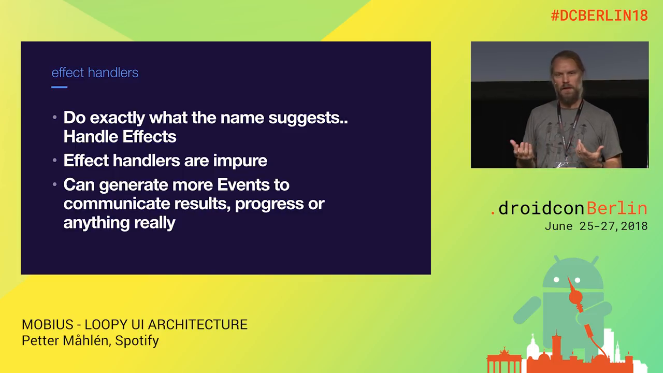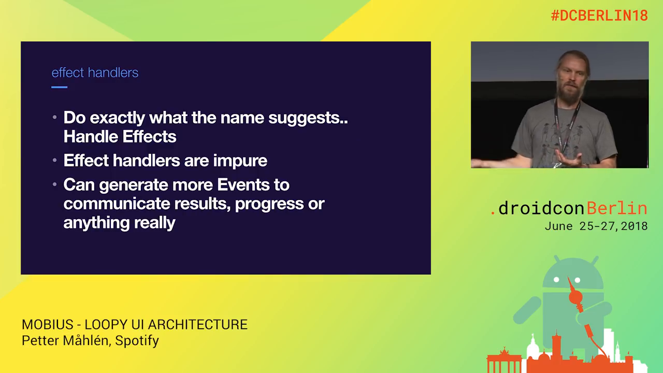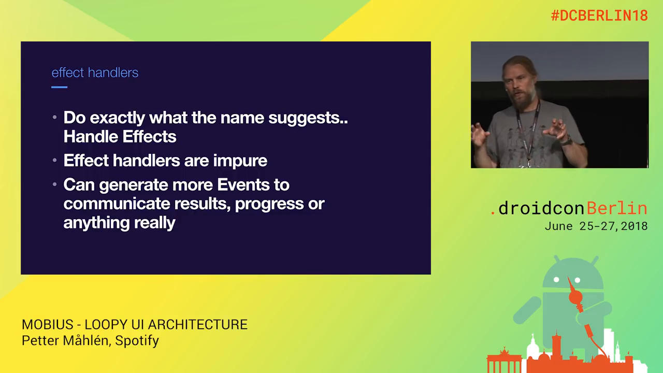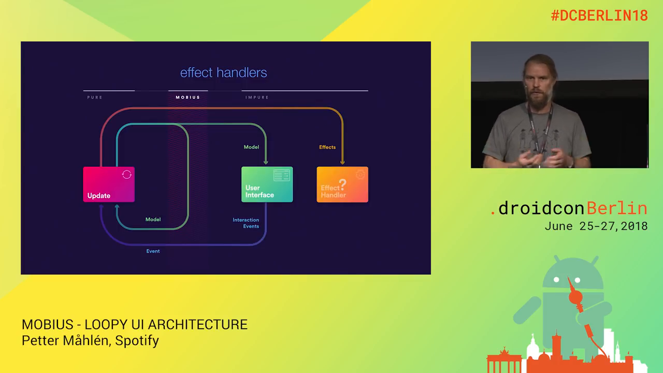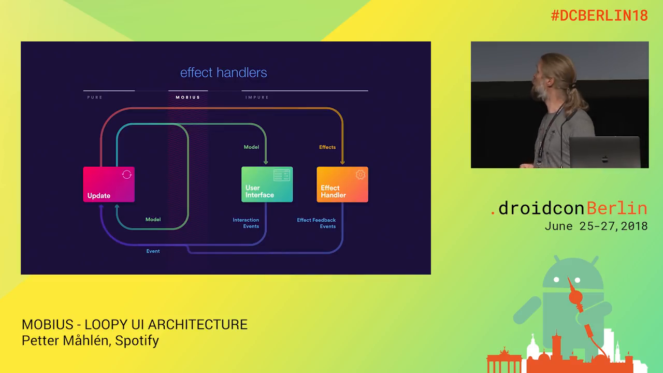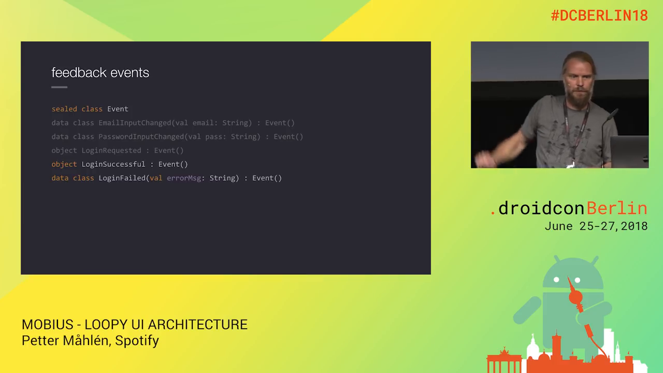So for instance, if you think of some effect that starts the download of a file, you might have an effect handler that emits progress events based on the amount of stuff that's been downloaded or something like that. And typically, effect handlers will be doing stuff like backend requests, writing something to disk, or there might be a timer. Anything that's impure, you typically do it through an effect handler. So getting back to the diagram, it looks like this. You have effect handlers, and they also generate events that will be passed into the update function.